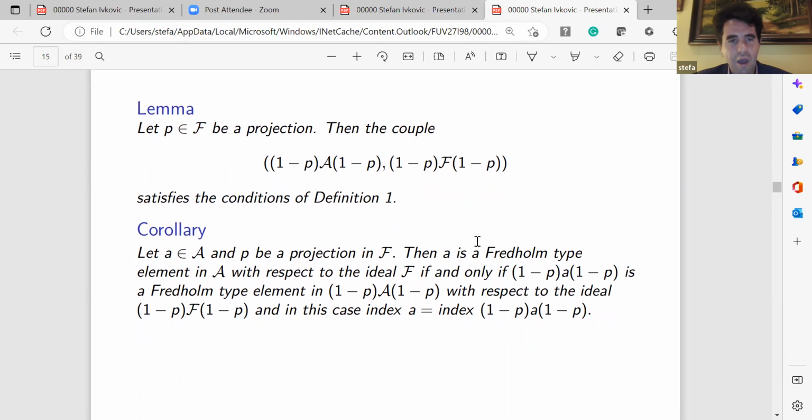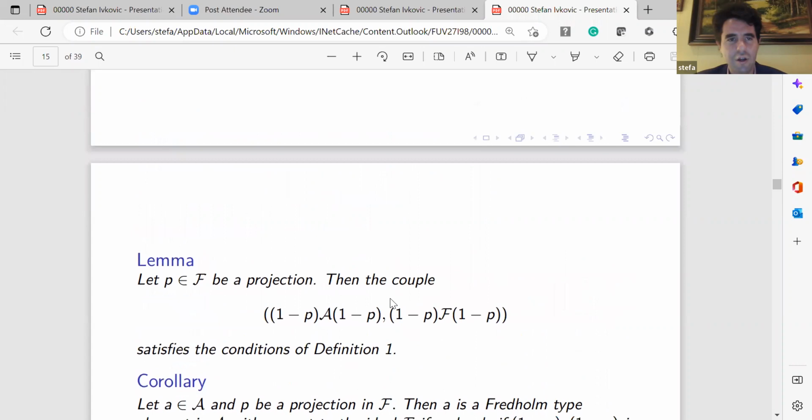If A is in the algebra and P is a finite projection in F, then A is a Fredholm type element with respect to the ideal F if and only if this compression is a Fredholm type element in this corner algebra with respect to this ideal here. This is something we know regarding compressions of operators: an operator is Fredholm if and only if the compression is Fredholm when you take the compression over projections with finite dimensional kernel. And here we obtain a generalization in this setting, but this corollary is obtained thanks to this technical lemma here.